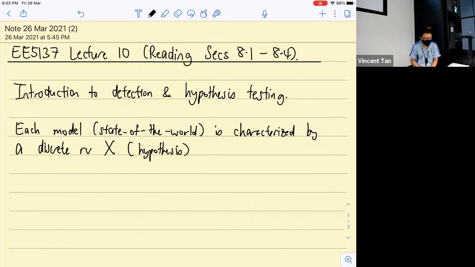So in many other books, they will call the hypothesis H. All right, but here, just to be consistent with the book, I will use X. So X is a discrete random variable. Now, a discrete random variable can take on finitely many values or countably many values. But in our discussion, it will always be finitely many values. Okay. Now, this state of the world is something that we want to infer.